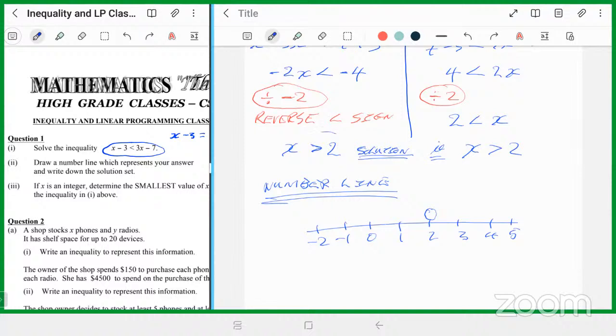And then the values that are greater than 2 are to the right over here. So to show that you want this side of 2, you put an arrow pointing to the right. That is your inequality on a number line. And here you could also write x is greater than 2.